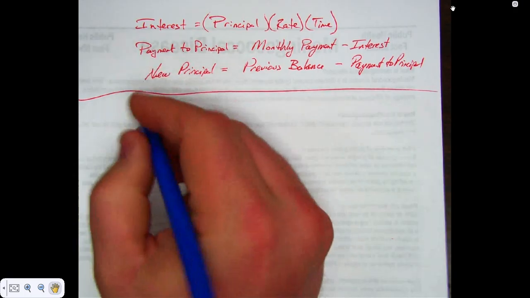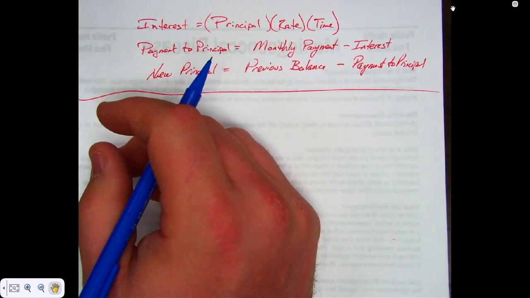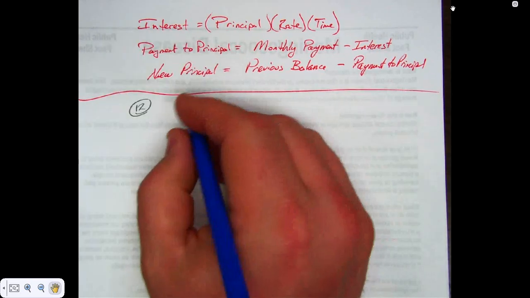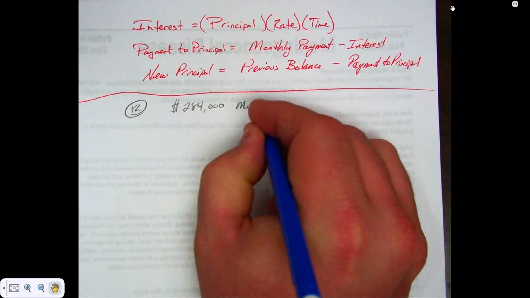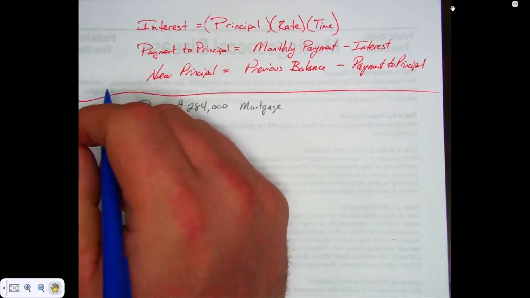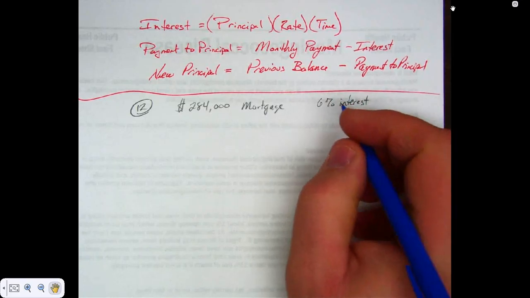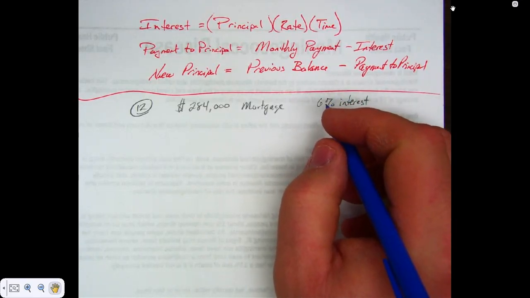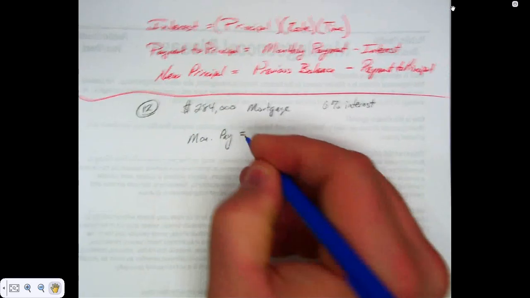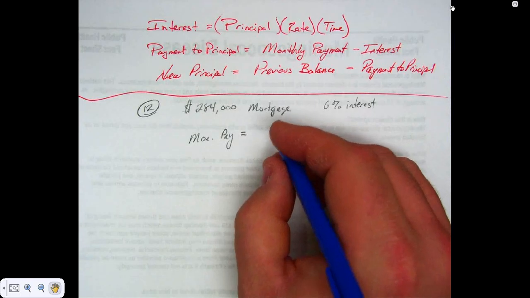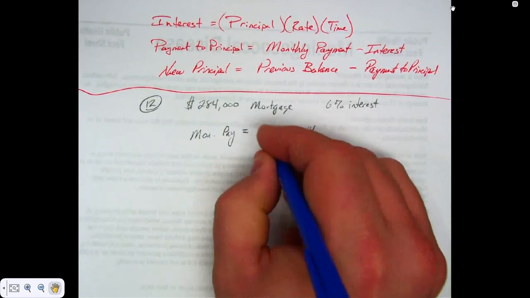Number 12. Mr. Eunice obtained a $284,000 mortgage at 6% interest to buy a condo. Monthly payment is equal to $2,033.44.